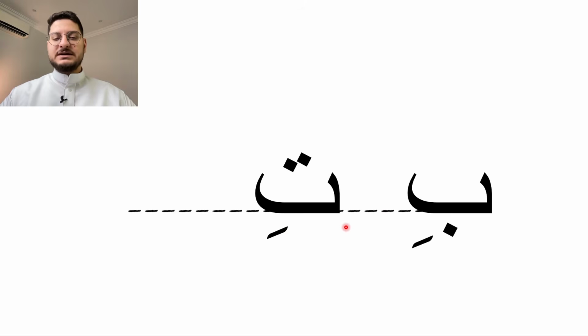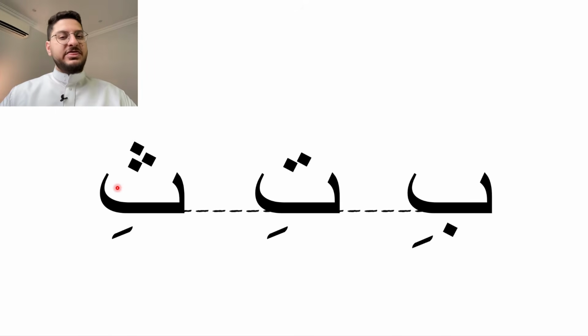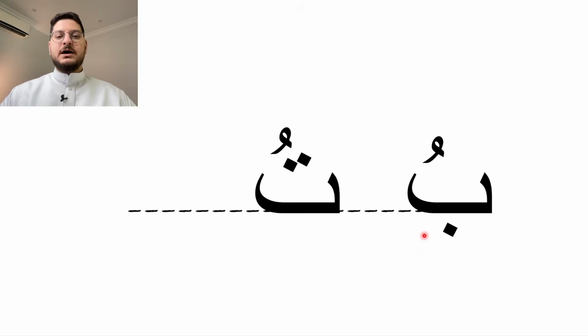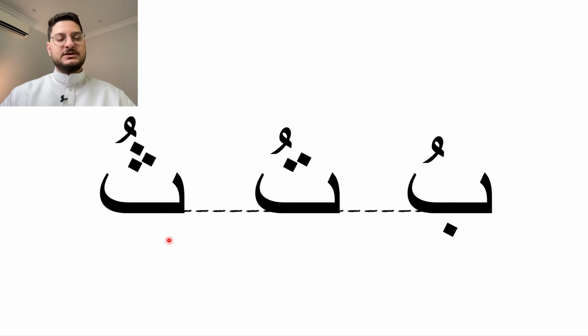And this one, Ti, two on top. And this one, Thi, remember, the letter was tha, as in 3, and then with the kasra it becomes Thi. What about this one? This one is Bu. And this one, Tu. And this one, Thu. Perfect.